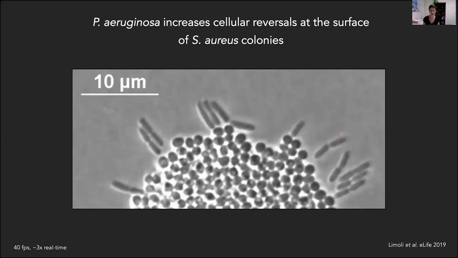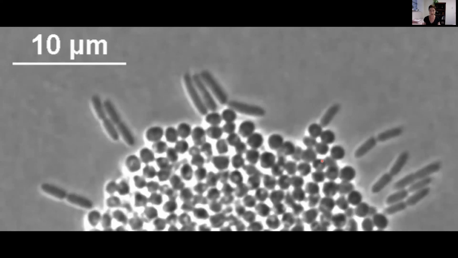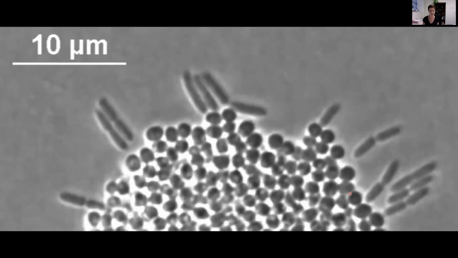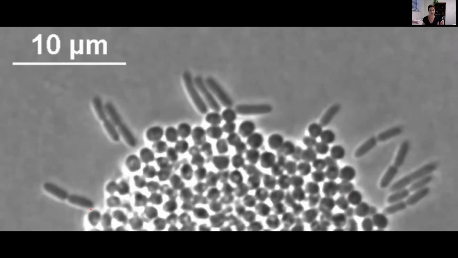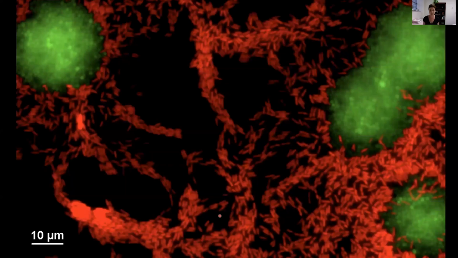And if we zoom in a little closer on when Pseudomonas very first approaches the staph colony, what we see is that they orient perpendicular to the staph surface, and the cells have increased reversals, and they move back and forth on the surface of the staph colony. If we follow these cells, we actually see that the Pseudomonas will invade into the staph colony. We can again label Pseudomonas and staph with different fluorescent proteins, and here we're able to see that Pseudomonas cells will move into the staph colony.